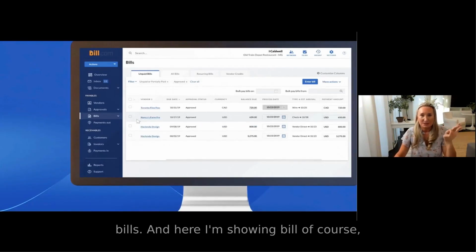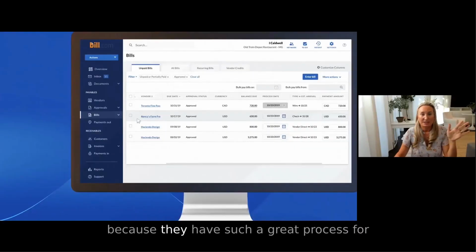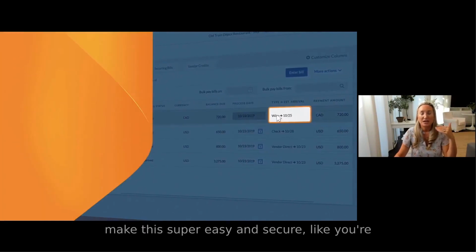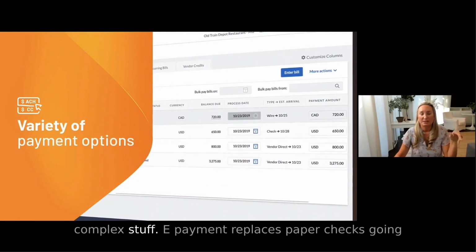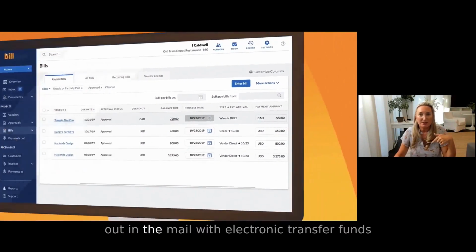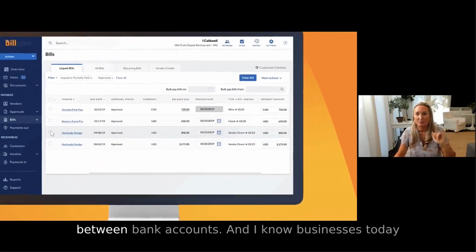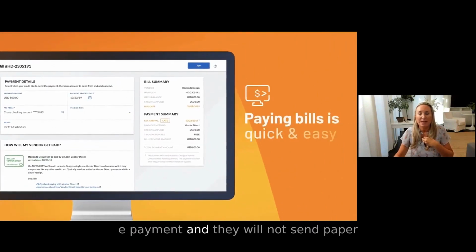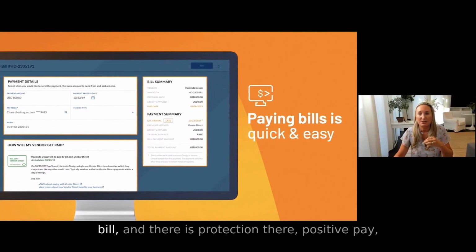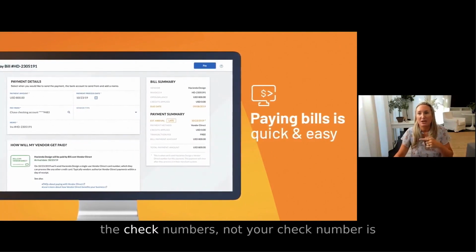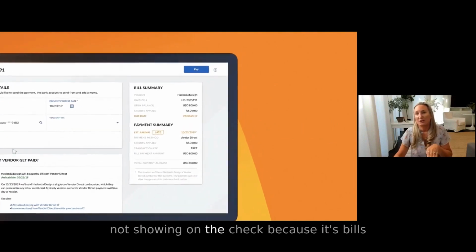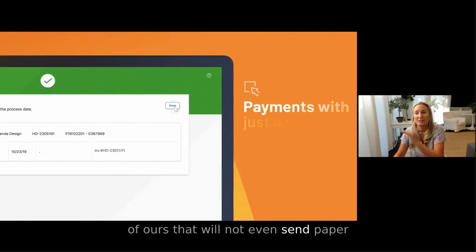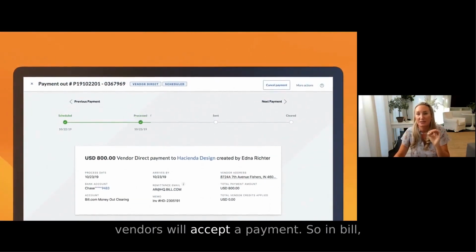For paying bills, and here I'm showing Bill, of course, because they have such a great process for this. When you're paying bills, apps like Bill make this super easy and secure. Like you're clicking buttons and then they're doing all this complex stuff. E-payment replaces paper checks going out in the mail with electronic transfer funds between bank accounts. And I know businesses today, our clients, that require their vendors to accept e-payment and they will not send paper checks. You can send a paper check in Bill and there is protection there, positive pay, the check numbers. Your check number is not showing on the check because it's Bill's check number, but still, I have clients of ours that will not even send paper checks out of Bill. They demand that their vendors accept e-payment.